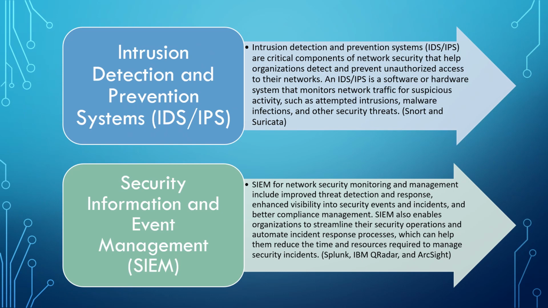IDS systems are passive and detect suspicious activities by analyzing network traffic, while IPS systems actively prevent such activities by blocking traffic that is deemed to be malicious. IDS/IPS systems typically use a combination of signature-based detection, anomaly detection, and behavioral analysis to identify security threats. There are various tools available, including open source tools such as Snort and Suricata, and commercial products such as Cisco's Firepower and Palo Alto's Panorama. I will show you Snort as an example, which includes usage and installation in the next section.